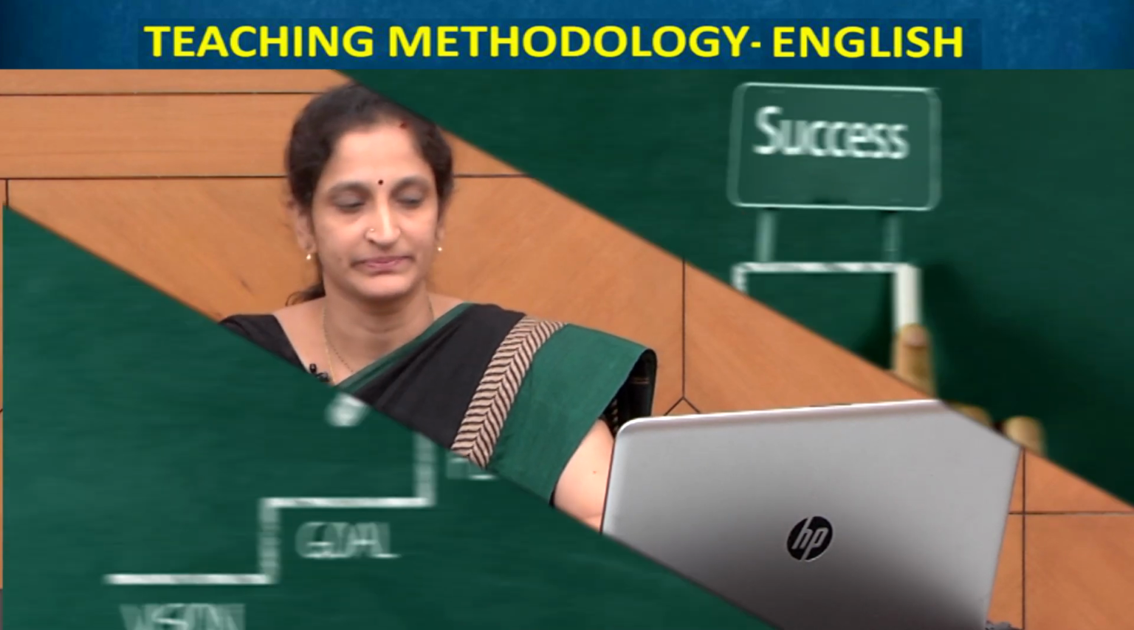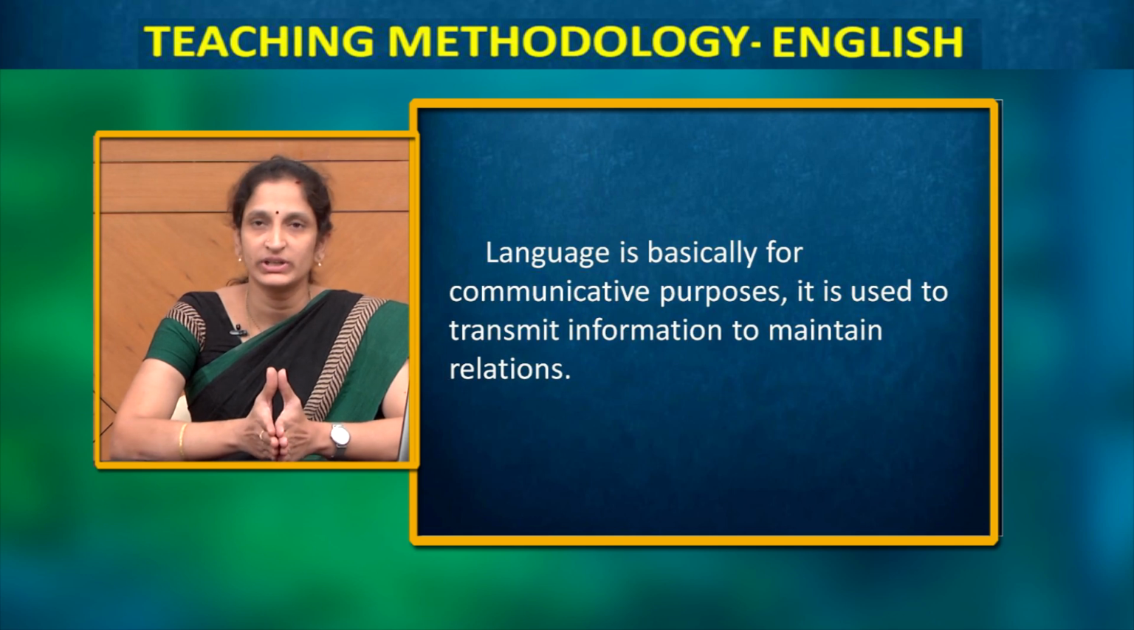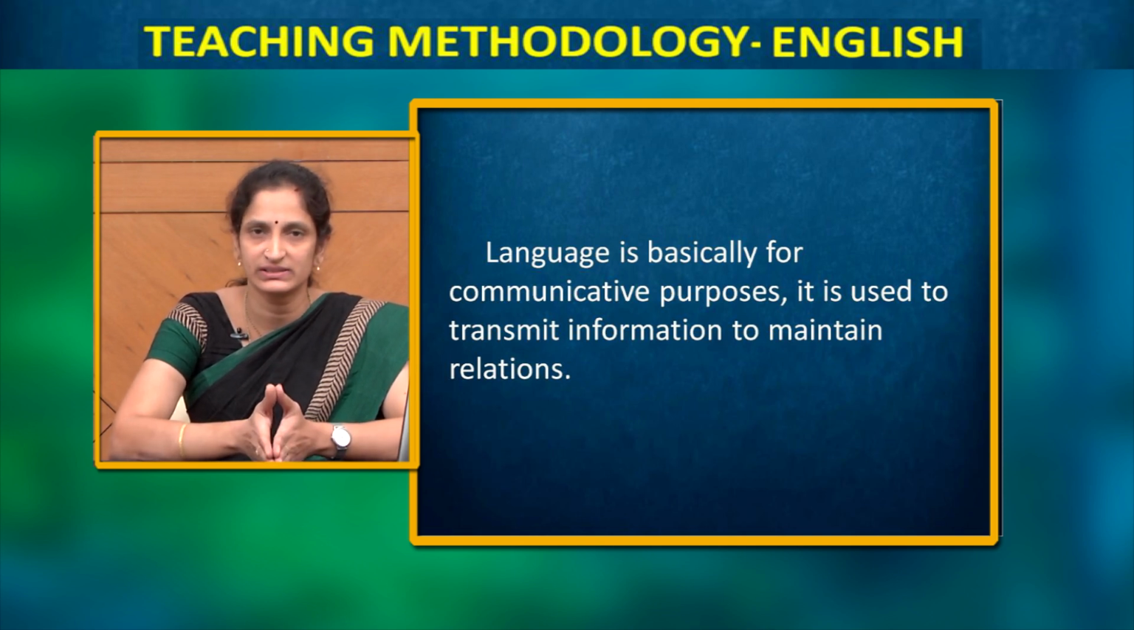reading and writing. So, these are very essential for the human being to express their ideas, which is in the form of language, which we are taking help of to communicate with others. So, language is basically for communicative purpose. It is used to transmit information and to maintain relation. Here is exactly why we are communicating with others, to maintain good relation.